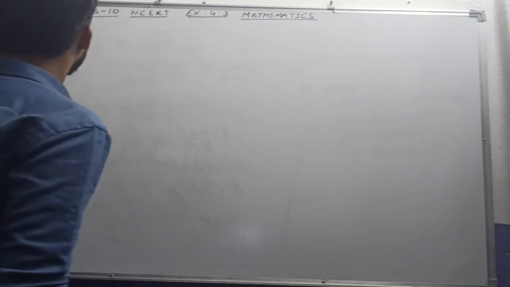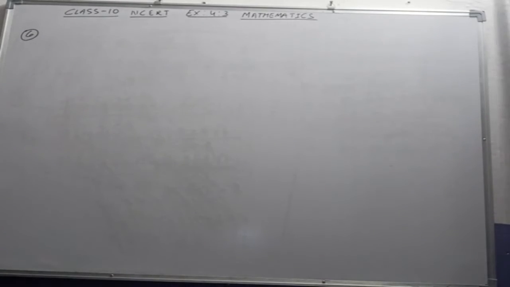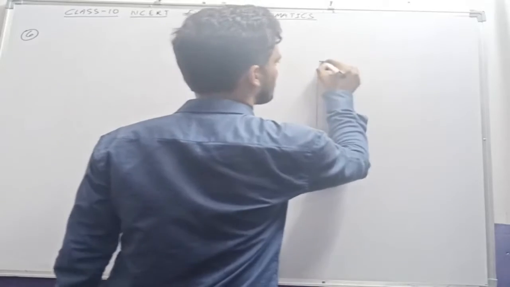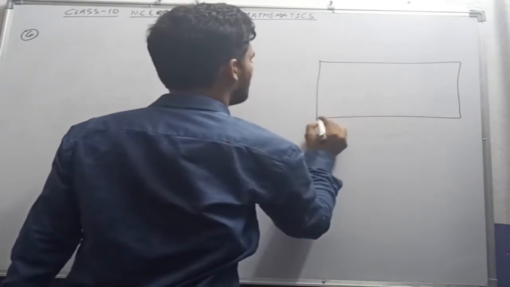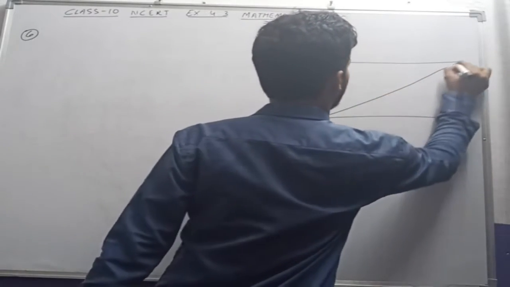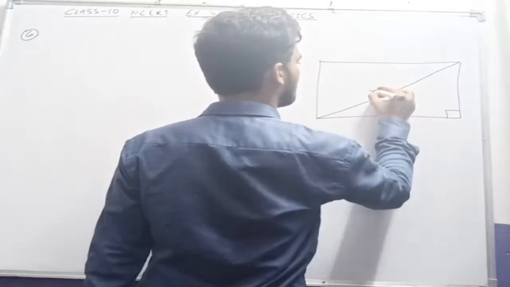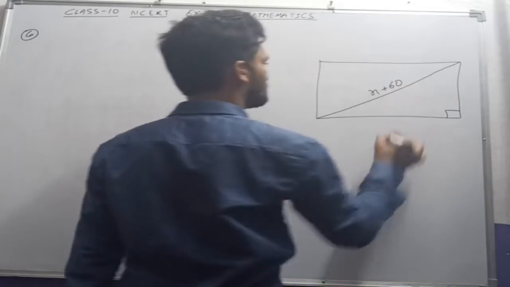Now question number 6, that is: the diagonal of a rectangular field is 60 meters more than the shorter side. If the longer side is 30 meters more than the shorter side, find the sides of the field. It means a rectangular field is there. Suppose this is a rectangular field and a diagonal. Rectangular, as you know, this will be 90 degrees, and the diagonal is 60 more than its shorter side.